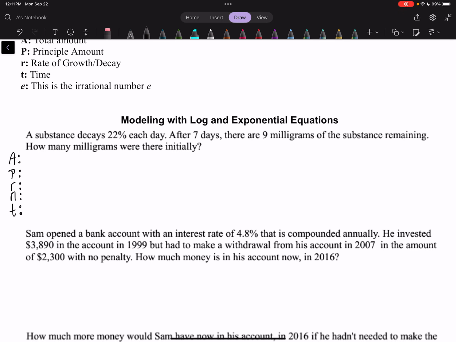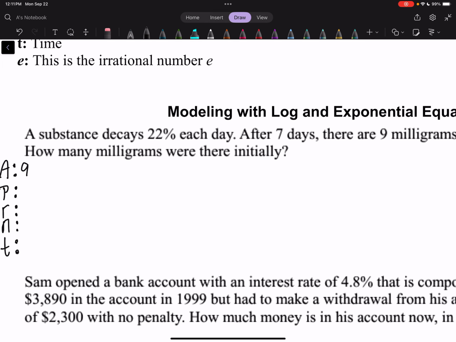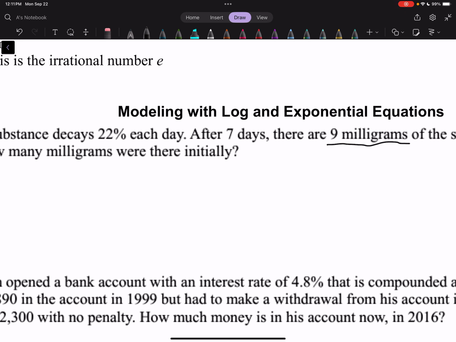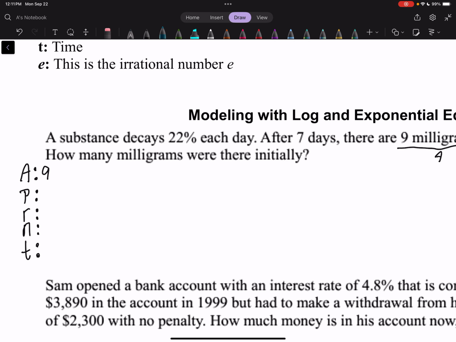A is the total final amount. So in this case, it is 9 milligrams. Here is my A. My principal amount is the initial, and that's what it's asking. So I don't know what my principal amount is. I'm going to put a question mark beside of it. My rate is 22% each day, so this is 0.22.